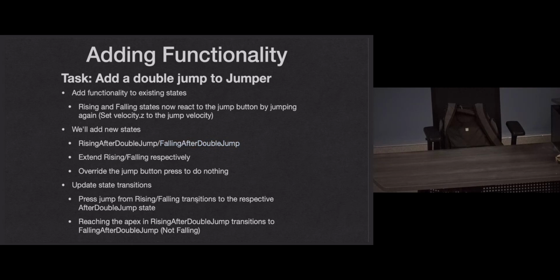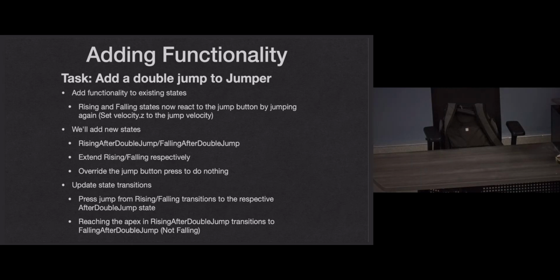Then we have a few more state transitions. This shouldn't say respective. This should say if you're rising or falling and you hit the jump button, you're going to transition into rising after double jump. There won't be a respective after double jump state. It'll always be the rising after double jump. Once you hit the jump button to double jump, you're always going to be rising. You're not going to hit that button and be falling. It doesn't make sense. So we're going to transition to the rising after double jump.